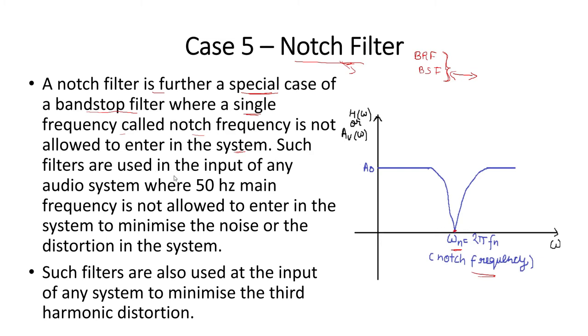Such filters are used at the input of any audio system where 50 Hz, which is the mains supply frequency, is not allowed to enter the system, to minimize noise or distortion in the system. Such filters are also used at the input of any system to minimize third harmonic distortion. How? We will set its notch frequency equal to the frequency of the third harmonic, and this is how we reduce the third harmonic distortion in our system.